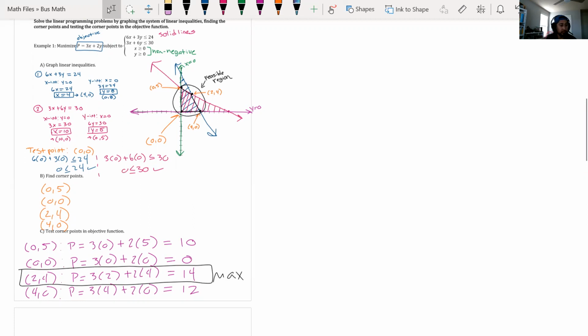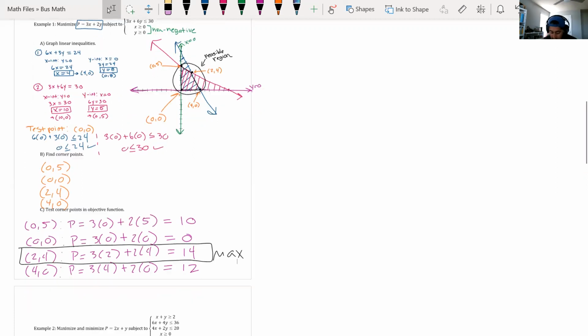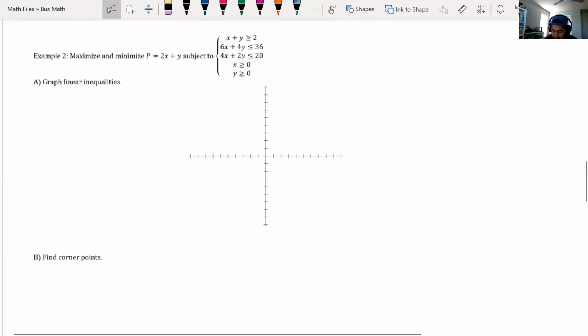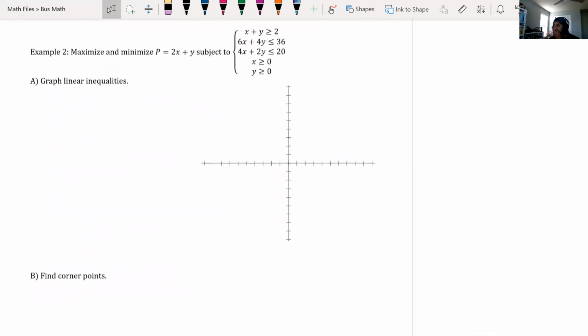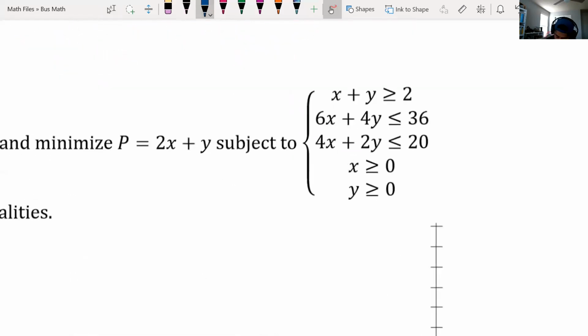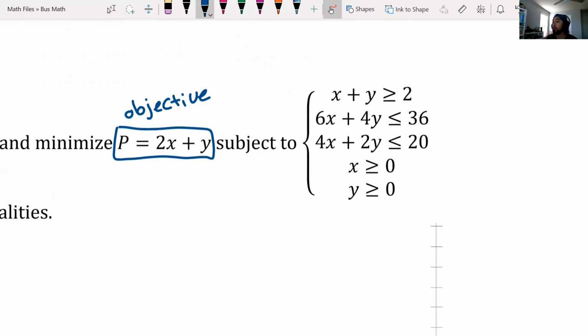All right. Let's do it again. All right. Example 2. Maximize and minimize the objective function p equals 2x plus y. So remember, this is the objective function. So now we want to maximize and minimize this function. And this time we're given 3 equations to graph.